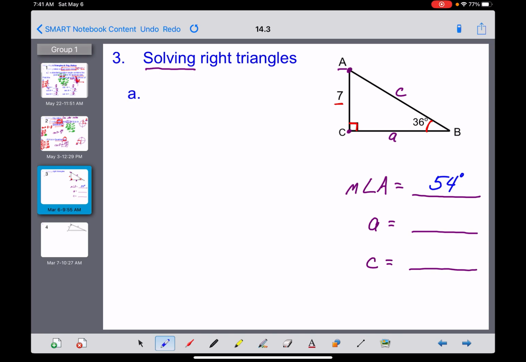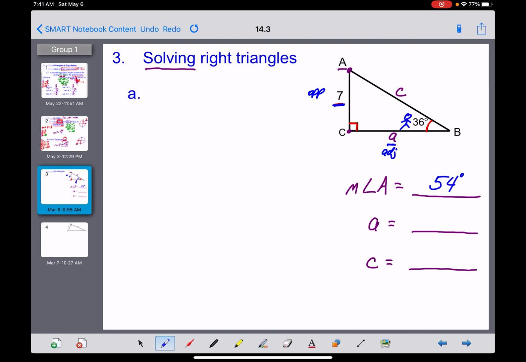So what we're going to do is envision ourselves standing here at the 36-degree angle. And there are two ways we could go with this one, but either one's fine. We're going to try to use a trig ratio that uses the one side that we know, 7, and the side we're looking for, A. So from your standpoint, 7 is going to be the opposite leg, and A is going to be the adjacent leg.